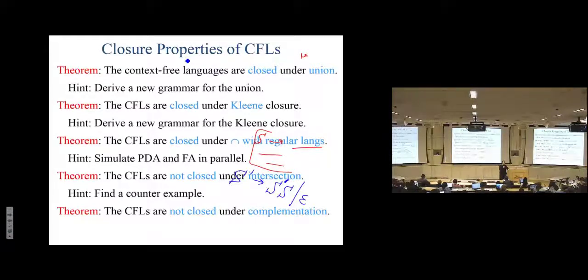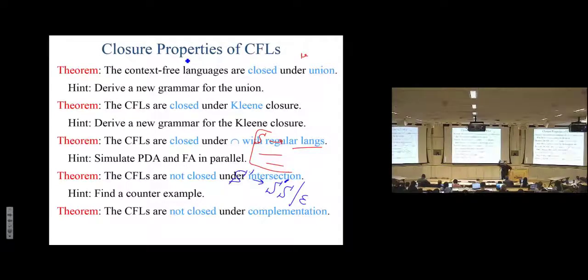I already mentioned the example. 0 to the n, 1 to the n, 2 to the n, or A to the n, B to the n, C to the n. That's not context-free, it turns out. But it's the intersection of two other context-free languages. It's the intersection of A to the n, B to the n, C star, and A star, B to the n, C to the n.